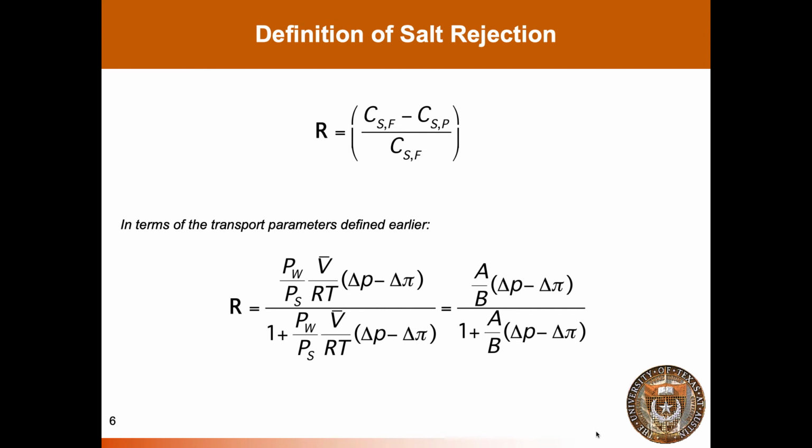But one thing that should always be kept in mind is that rejection is not an intrinsic property of a material. It depends upon material properties through these permeability coefficients, but it also depends upon operating parameters. And I often see confusion in the literature about mistaking rejection values as a direct measure of the performance of the material, when in fact one should be talking about this in terms of permeabilities.